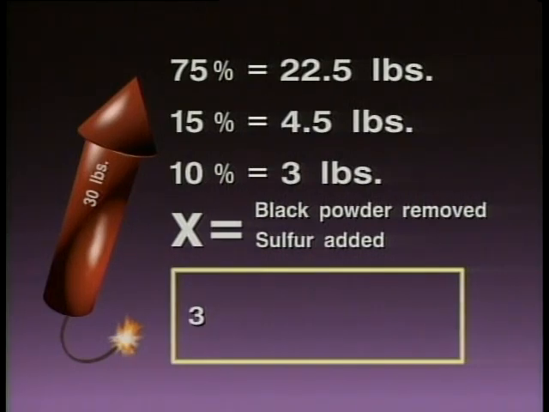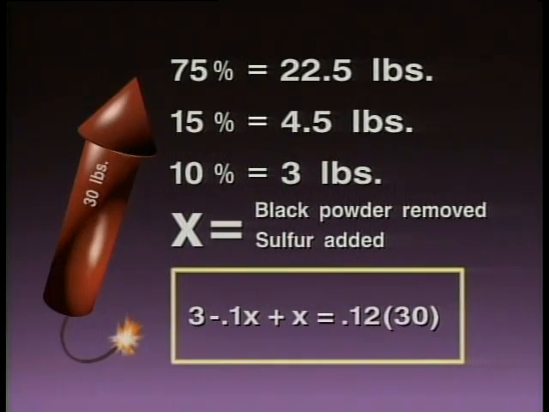So the amount of sulfur in that removed amount will be 0.1 times X, since the proportion of sulfur in the removed amount is the same as the proportion for the shell as a whole. Then we're going to add our unknown amount of pure sulfur, which is just X. And since we want the new amount of sulfur in the shell to equal 12% of the total 30-pound weight, we can set this expression equal to 0.12 times 30.